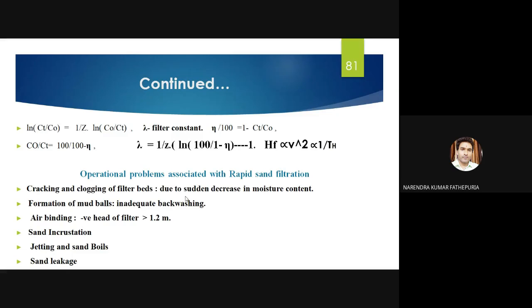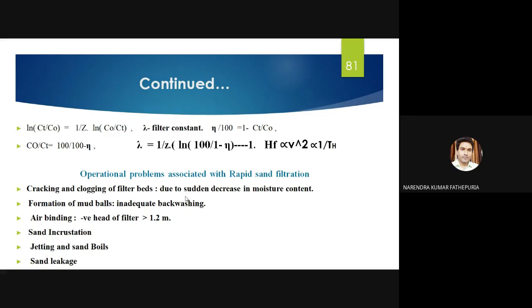So, filter troubles: cracking and clogging of the filter bed. That's one problem. Second is the formation of mud balls because of inadequate washing. Then air binding sometimes, if a negative pressure head greater than 1.2 meters is generated in the filter. Then sand incrustation, jetting in sand boils, and sand leakages.